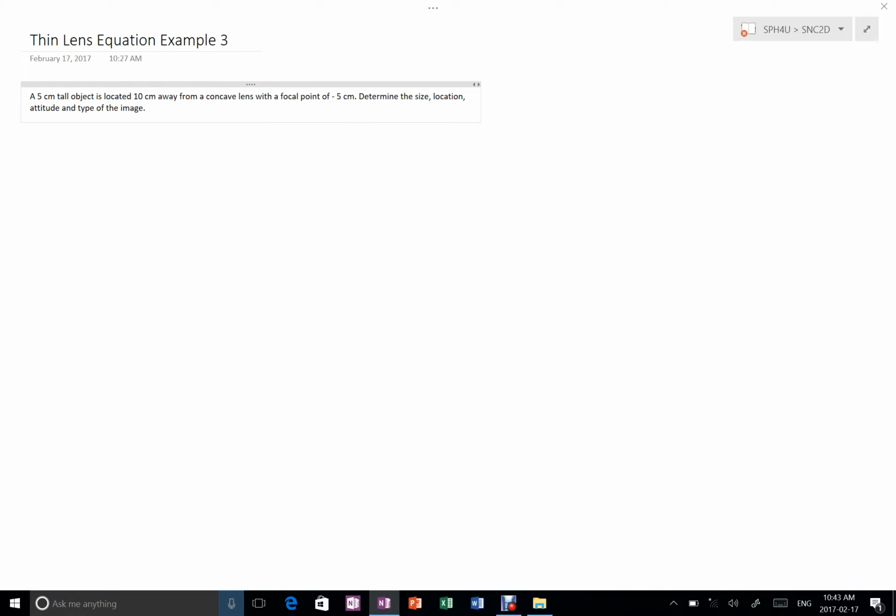Alright folks, good news. Last video for this optics unit, at least for a while. This is going to be a thin lens equation example. Here we're going to deal with what it looks like when we have a concave lens. Remember, a concave lens is a diverging lens.